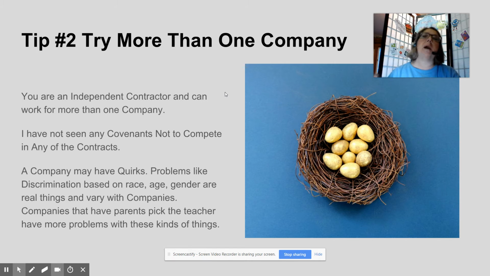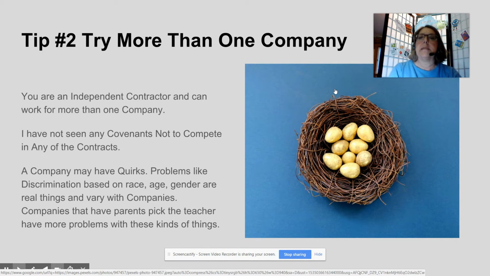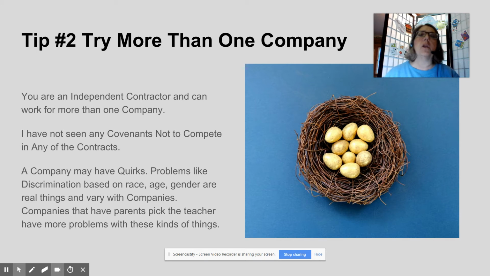Tip 2 is try more than one company. Don't put all your eggs in that one basket. All of these companies that you'll encounter will have a contract with you. You're not going to be an employee. You're going to be an independent contractor, and being an independent contractor means that you're going to be independent.